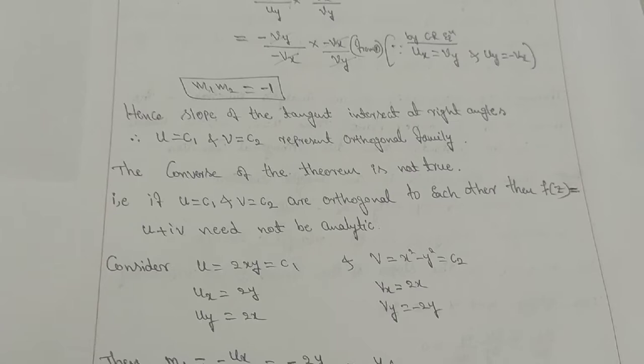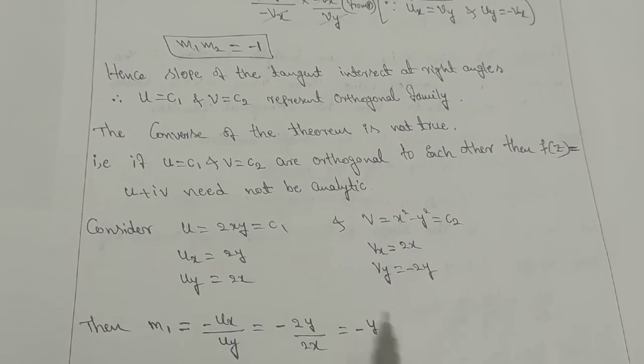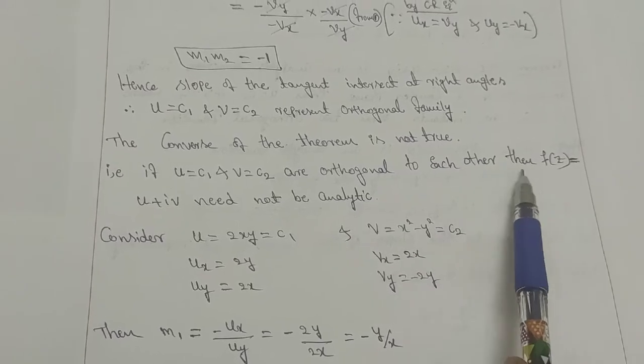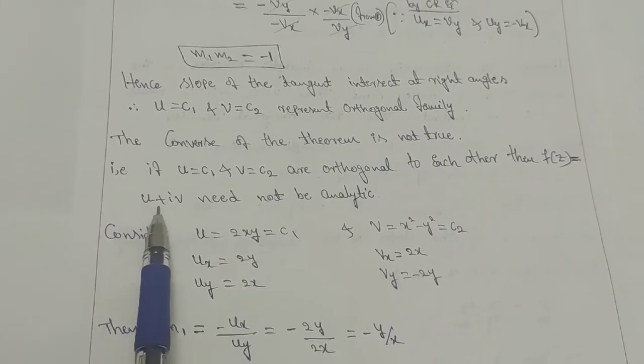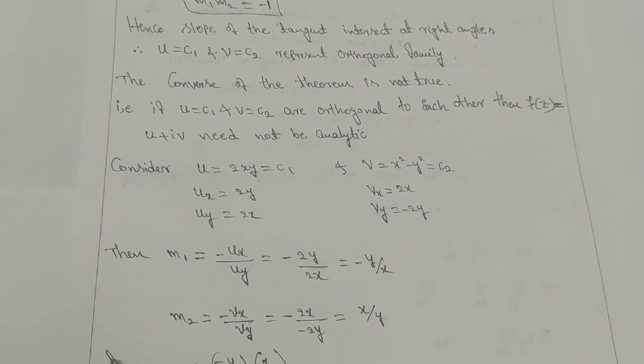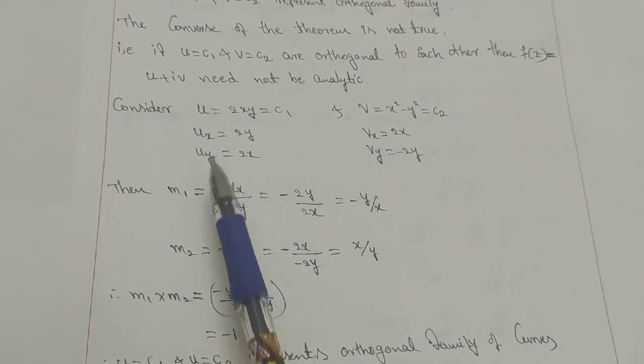Here the converse part is not true. That means if the two curves are orthogonal to each other, then the function f of z, that is equal to u plus iv, need not be analytic. To prove this one, we have to consider an example.